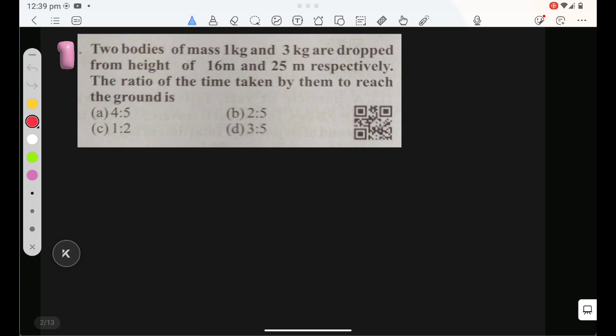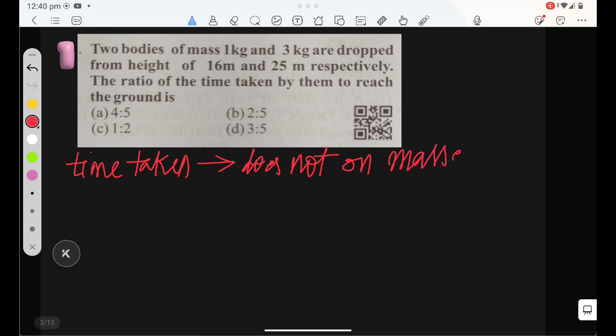Two bodies of mass 1 kg and 3 kg are dropped from height of 16 meter and 25 meter respectively. The ratio of the time taken by them to reach the ground is. So the time taken for free fall does not depend on masses, so you can easily ignore this information.